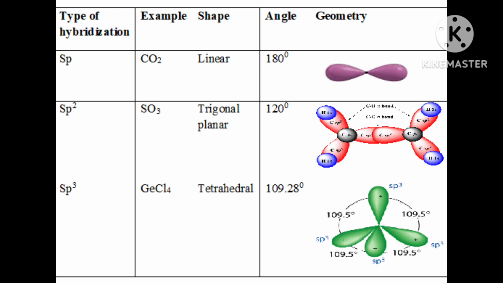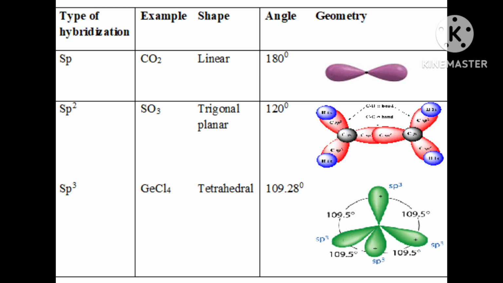sp3, 4 points are there, and if it is 4, it means tetrahedral. sp2, 3 points, is triangular. Now first you find out the hybridization. What type of hybridization is there? And then accordingly you can tell whether it is linear, triangular or tetrahedral.